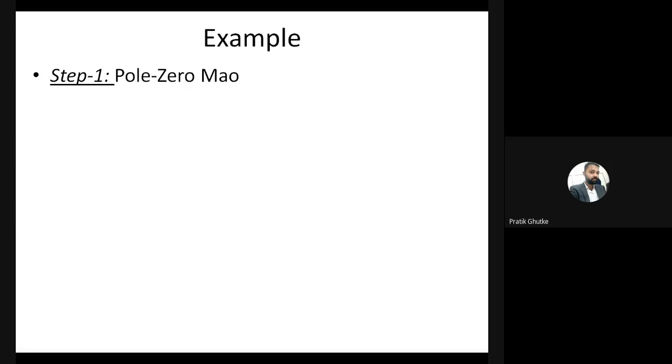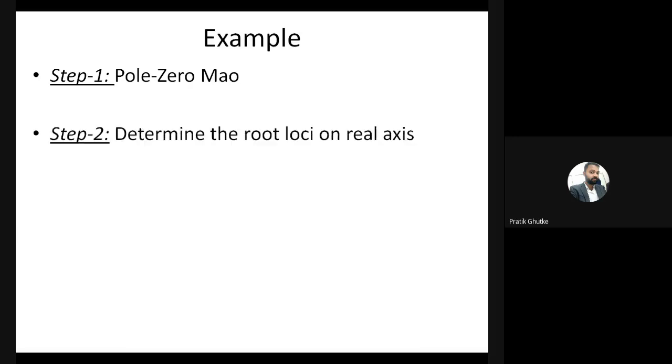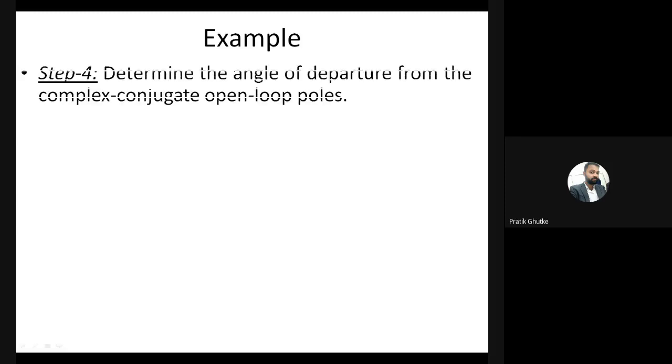See, what is your step 1? Generally, we have seen that first is pole zero mapping. Second one is determination of the root locus on the real axis. Third one is to calculate asymptote, and then I have to calculate the angle of asymptote. Yes, right. These are the general steps to calculate the root locus.